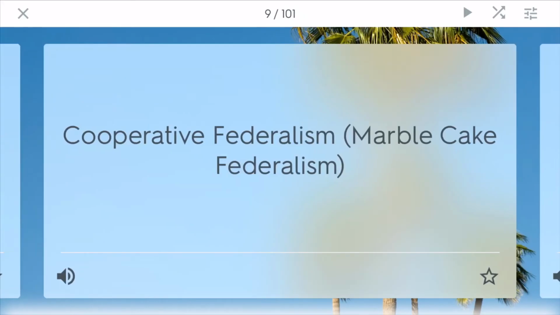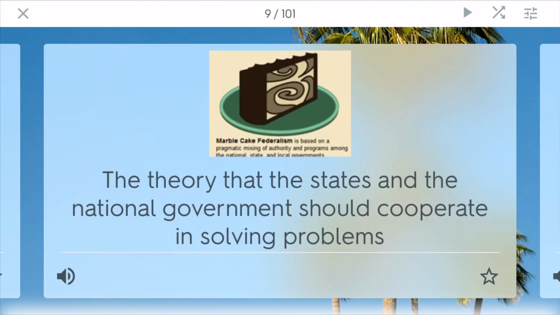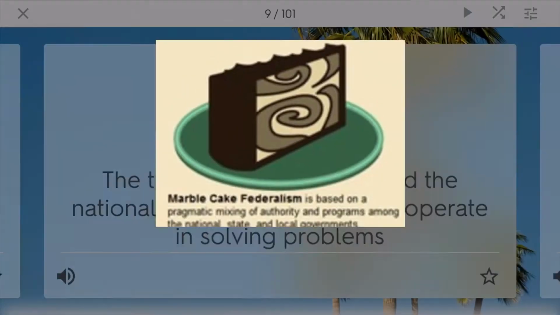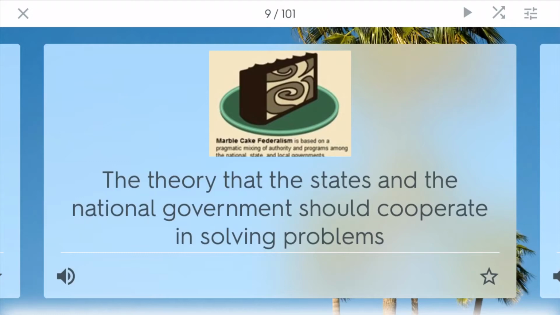On the other hand, there's cooperative federalism, also known as marble cake federalism, and it's a theory that states and the national government should cooperate in solving problems, such as like in a marble cake, the different layers are mixed together. In this way, these two organizations have to work together. Of course, that's hard because states may have different interests than the federal government.